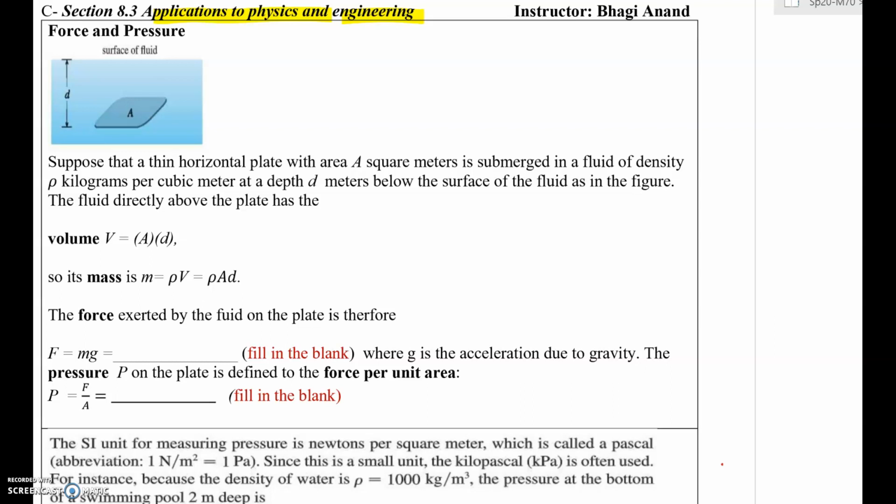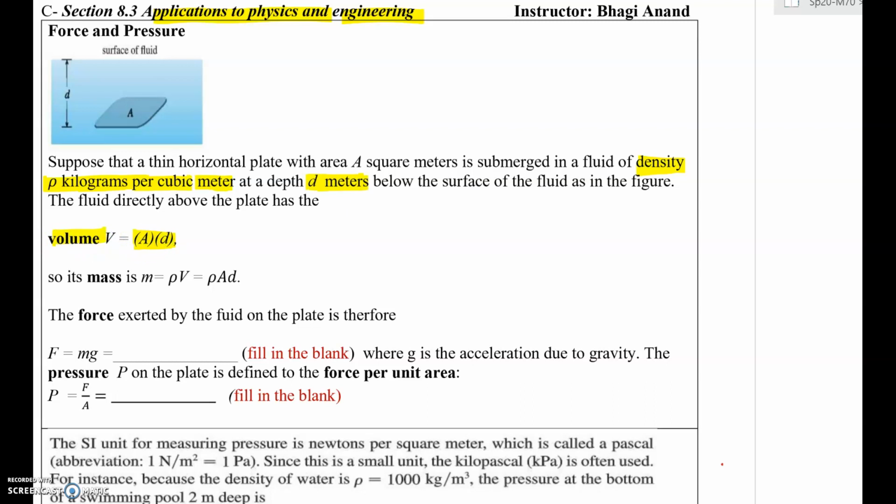So here you have a thin plate and it is submerged in a fluid. The depth above the plate is D. Suppose that a thin horizontal plate with area A square meters is submerged in a fluid of density rho kilograms per cubic meter at a depth D meters below the surface of the fluid, as in the figure. The fluid directly above the plate has the volume which is A times D.